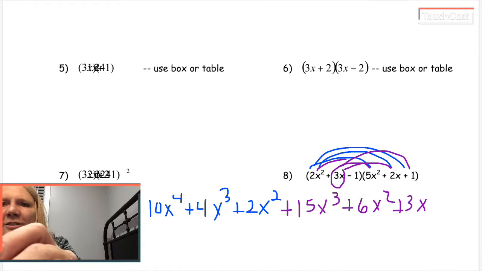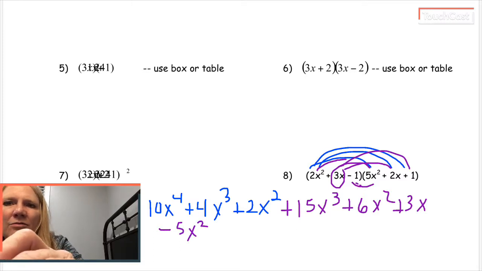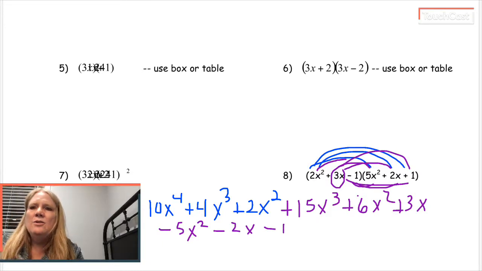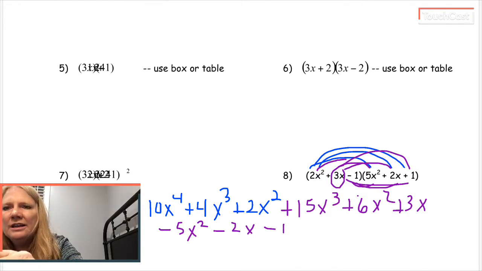Now we go to the bottom, and we can say negative 1 times 5x. I'm just going to write it underneath here because I'm running out of room. So that's going to be a negative 5x squared. And then negative 1 times 2x is negative 2x. And negative 1 times a positive 1 is negative 1. And now again, we're just going to look for like terms.